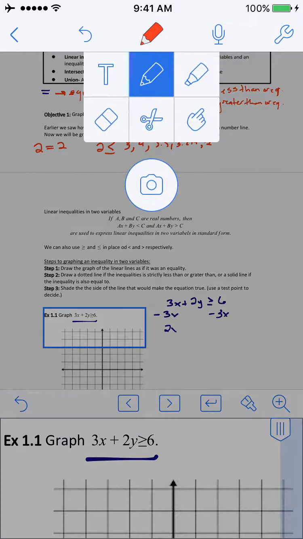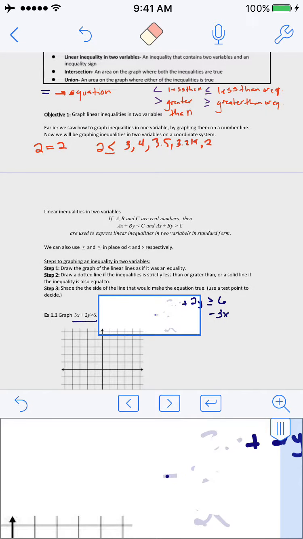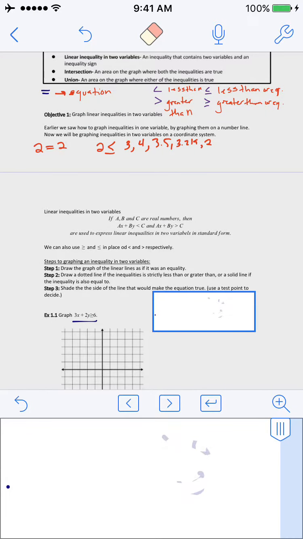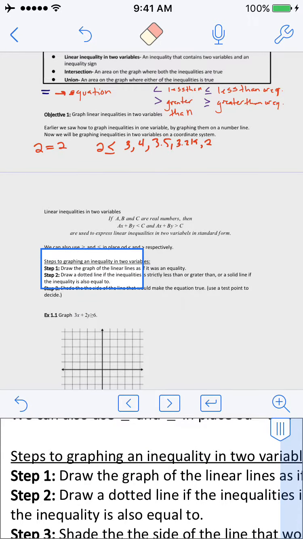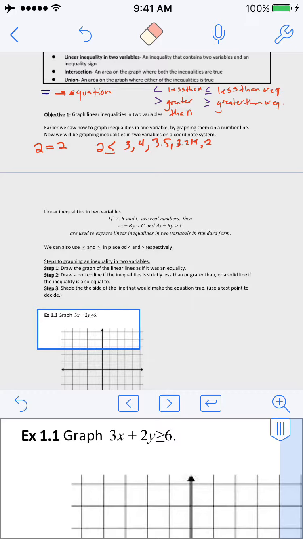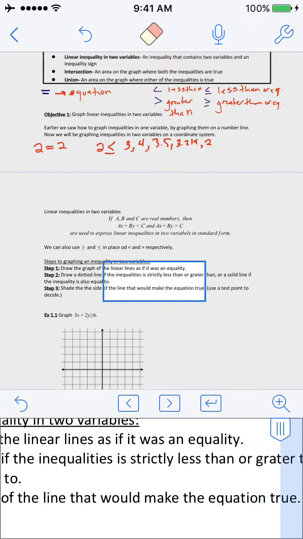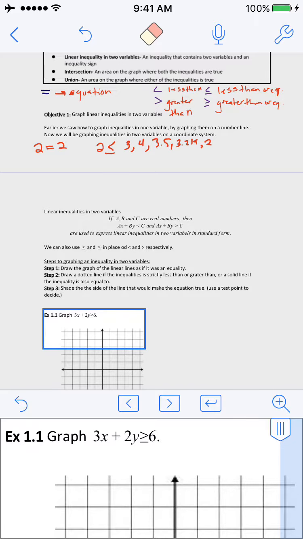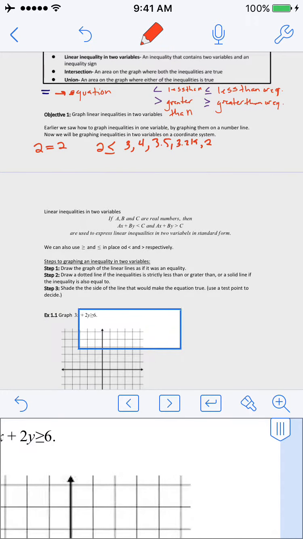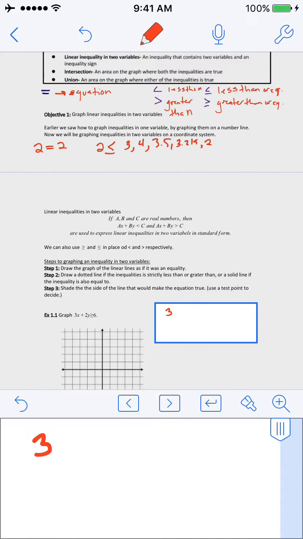So let's erase all this. Okay, let's start graphing these. So we've got this inequality, 3x plus 2y is greater than or equal to 6. Again, the steps to do this are right up here if you forget, but I find it's much easier to just do it through an example. So over here, I'm going to rewrite our inequality: 3x plus 2y is greater than or equal to 6.